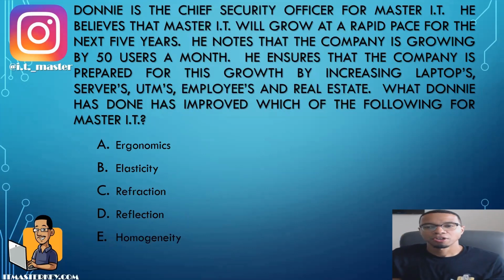Donnie is the Chief Security Officer for Master I.T. He believes that Master I.T. will grow at a rapid pace for the next 5 years. He notes that the company is growing by 50 users a month. He ensures that the company is prepared for the growth by increasing laptops, servers, UTMs, employees, and real estate. What has Donnie done that improved which of the following for Master I.T.?